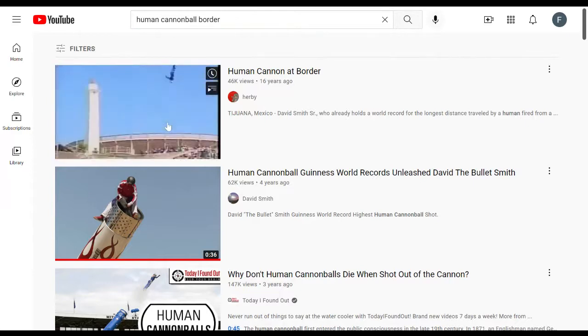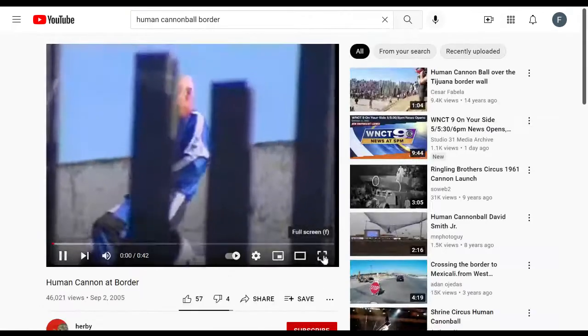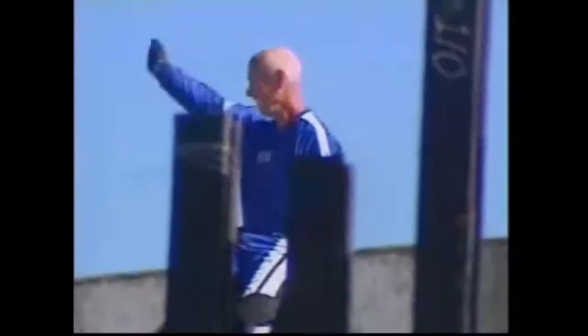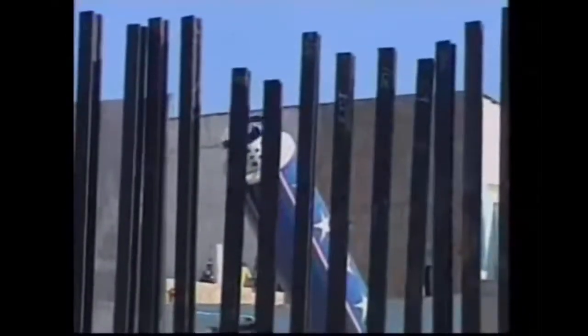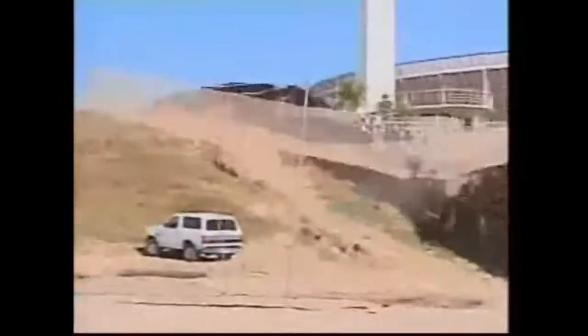So the question is, how does somebody become a human cannonball, right? The way you become a human cannonball is your dad is also a human cannonball. So the guy that we just saw get shot, this is his dad, y'all. And this is his dad being shot across the border in California, San Diego, or actually he was in Tijuana, and he got shot into California, San Diego, in the southern border of California.